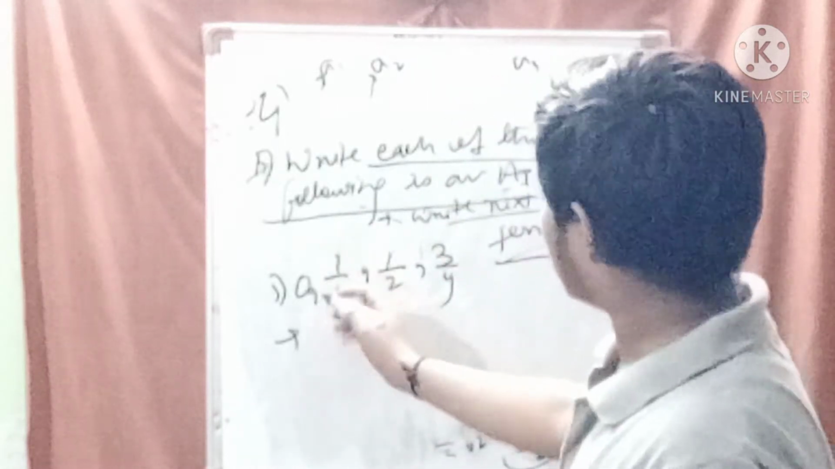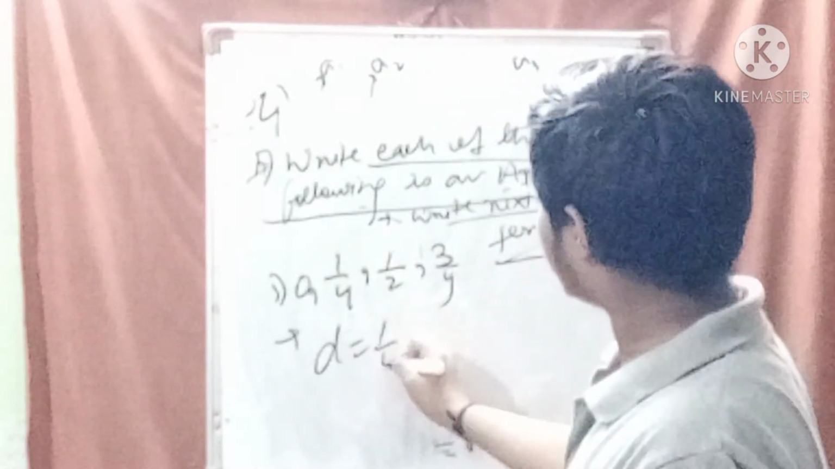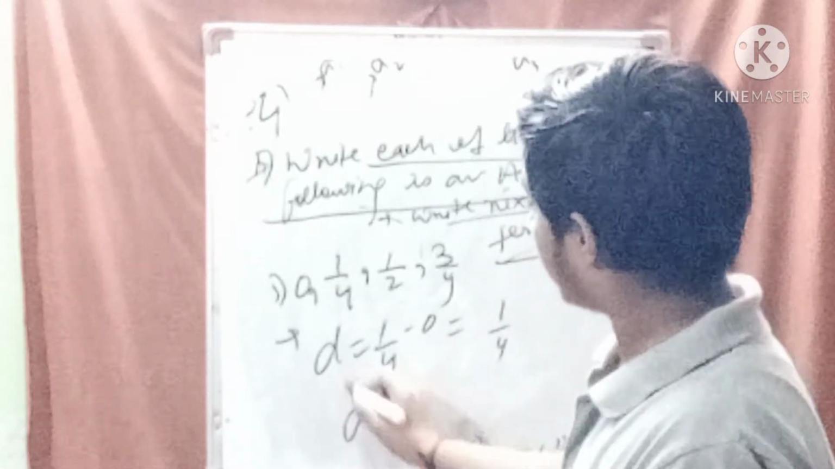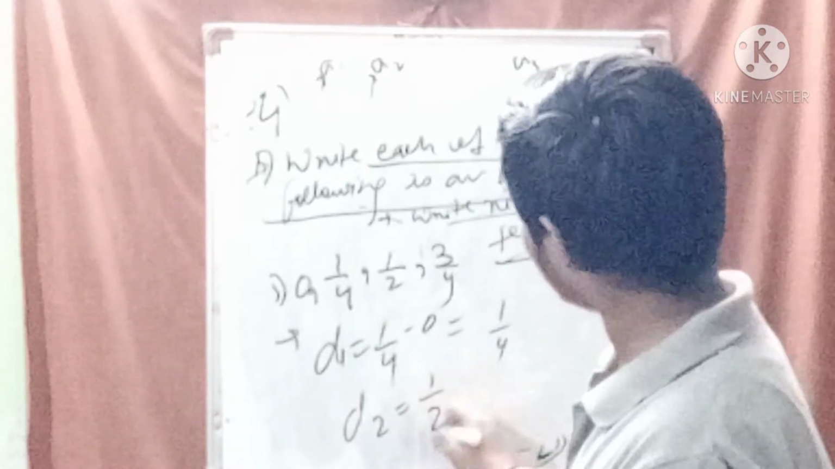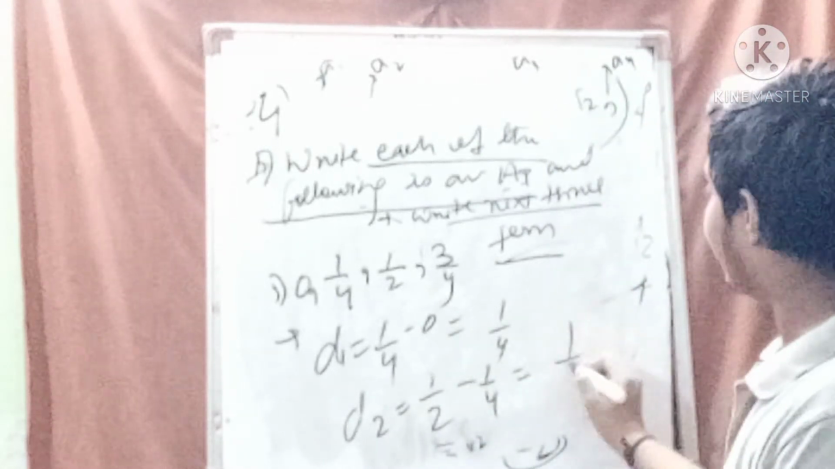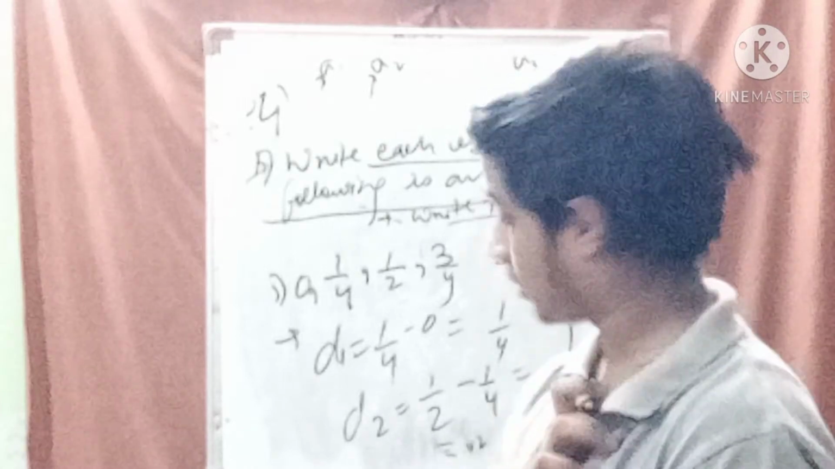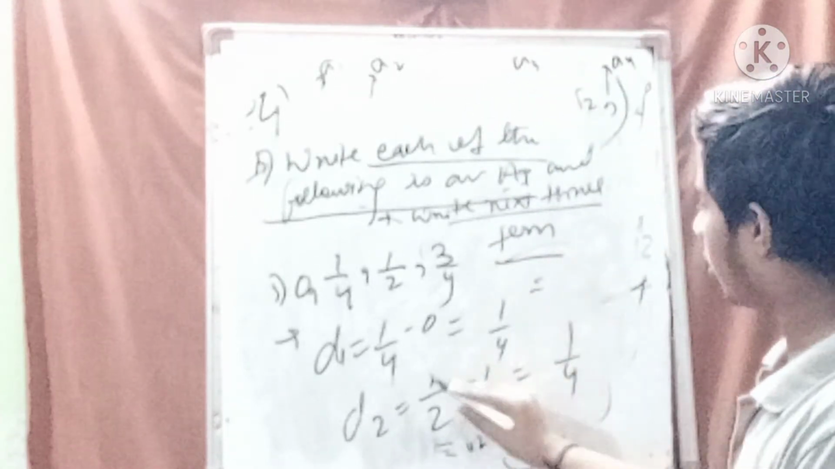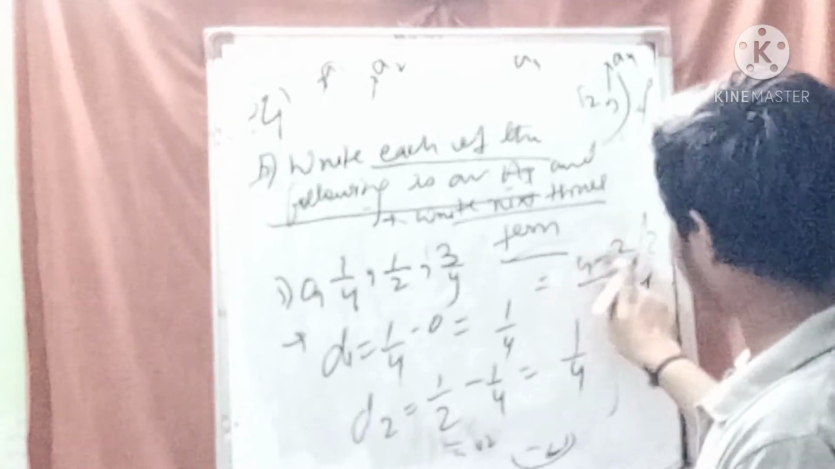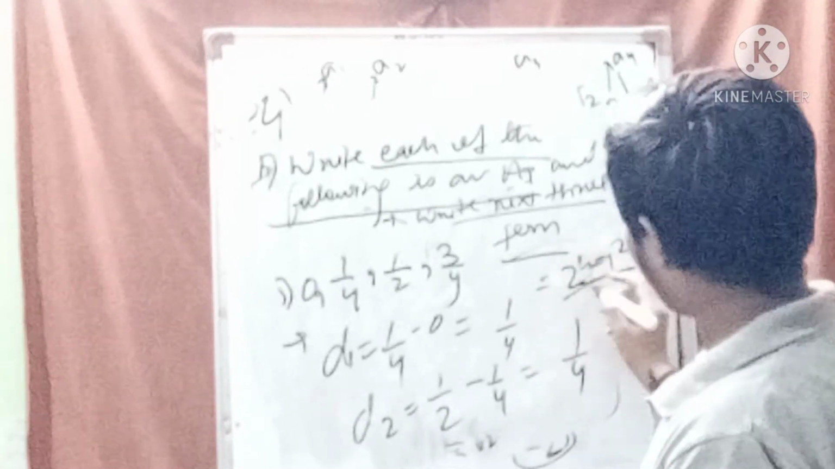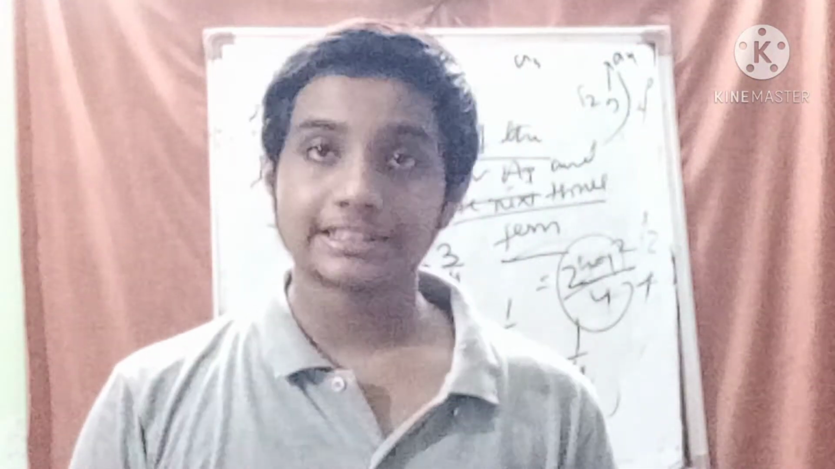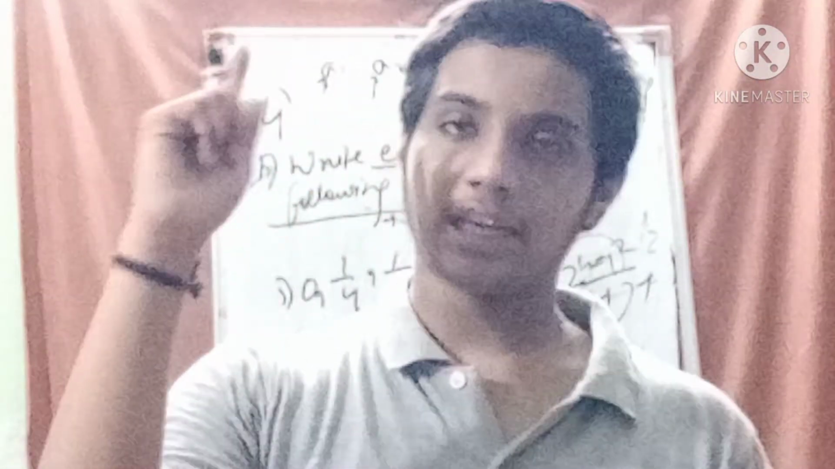So let's do D. Calculate D. 1 minus 4 minus 0 is equal to 1 by 4. So D1 is equal to D2, which is 1 by 2 minus 1 by 4. That gives 1 by 4. Okay, let's calculate it also. 4 minus 2, that is here 2 minus 1 upon 4, 1 by 4. So D1 is equal to D2. Hence we can say that it is an AP.